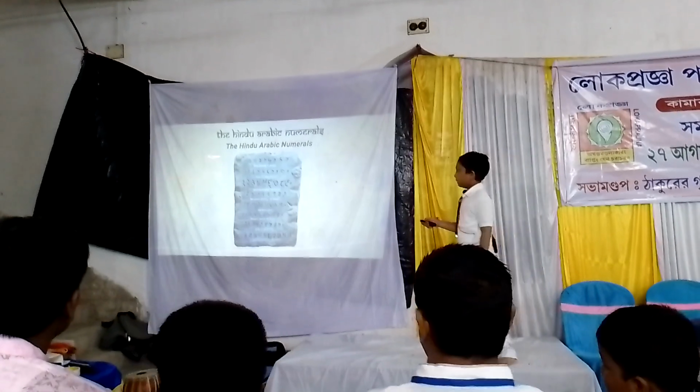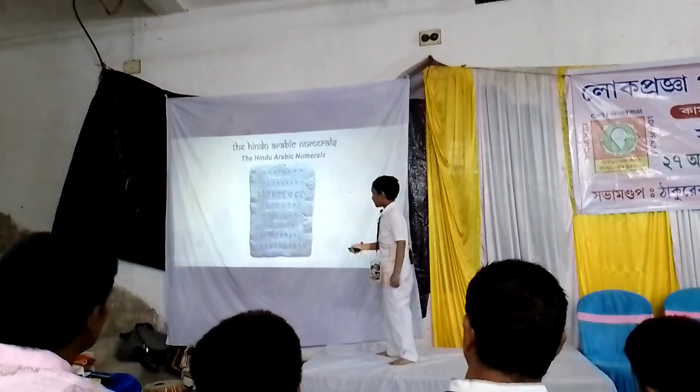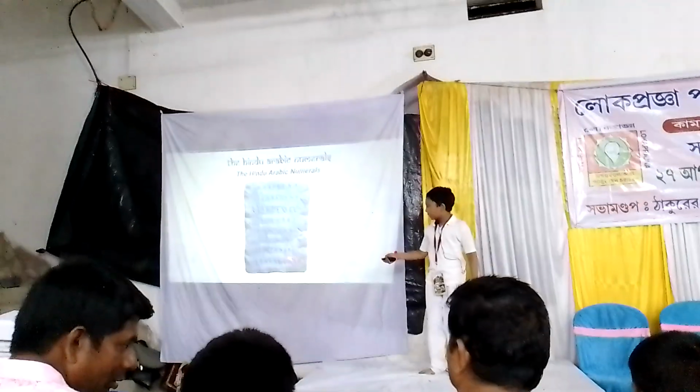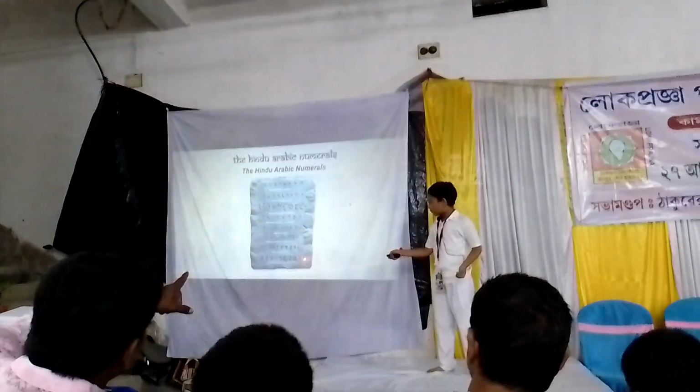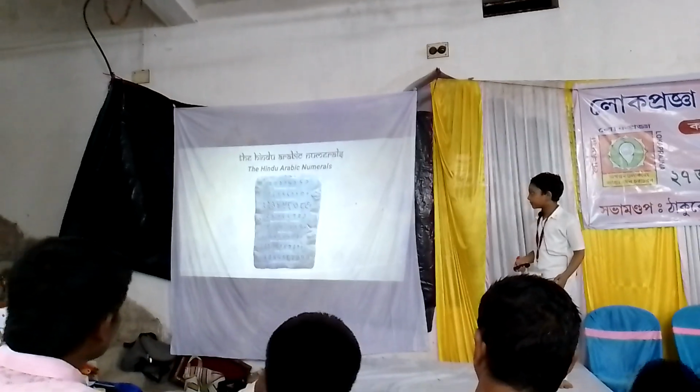This is the image for the evolution of Indo-Arabic numerals. Here we can see it came from a point, then a circle, then a square, then our modern day numeral zero.